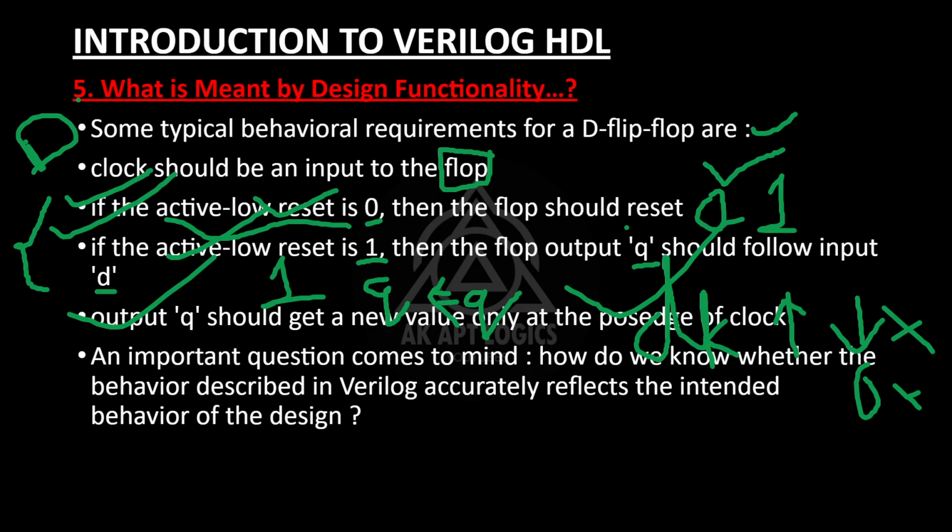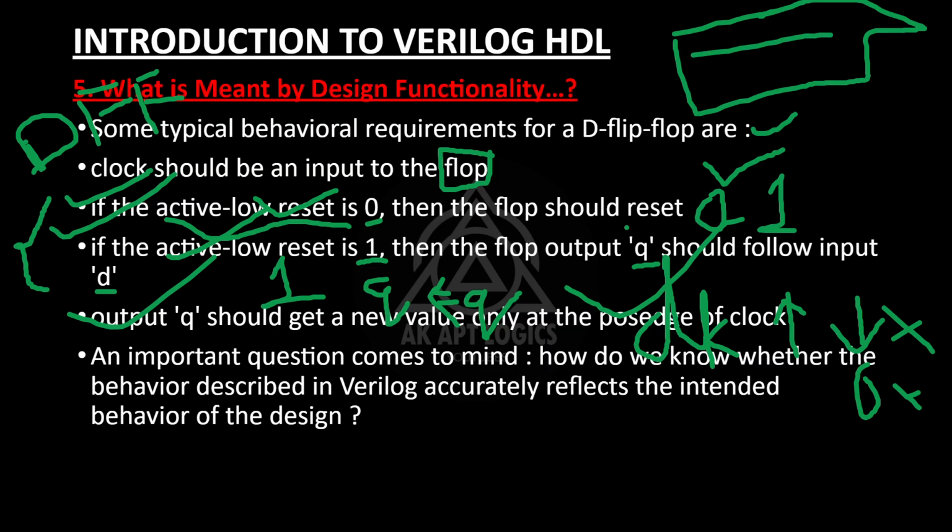Okay, so now you have written the D flip flop code, but you have to check it, right? Whether you are getting the same values as per the truth table or not, and whether we are getting the same functionality or not, you have to check it after writing the code. Okay, so an important question comes to mind: how do we know whether the behavior described in Verilog accurately reflects the intended behavior of the design?